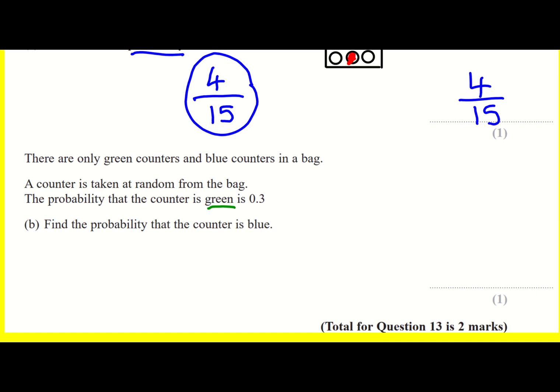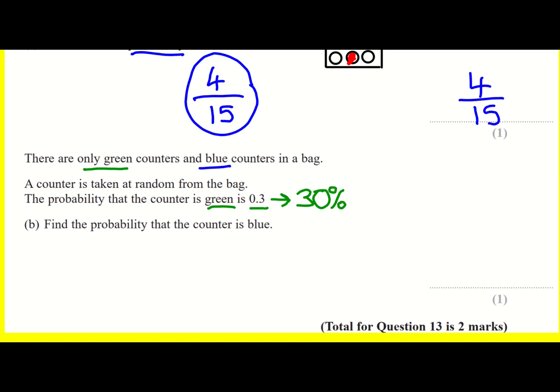Well, if there are only green and blue counters in a bag, and the probability that the green is 0.3, first of all, perhaps it would be helpful for me to tell you that that is 30%, and hopefully you know why that is 30%. I won't go into it for this question, but that is 30%.